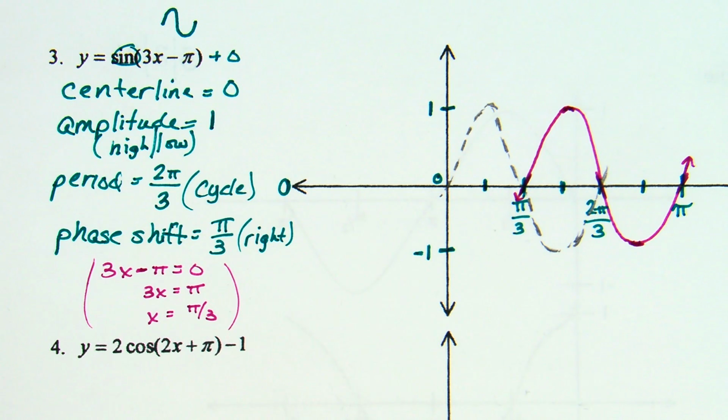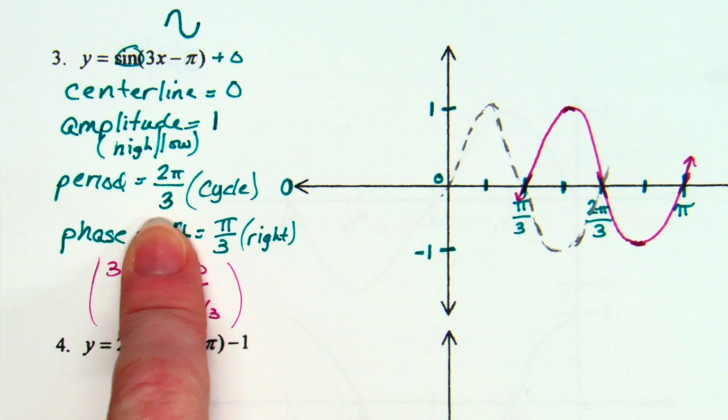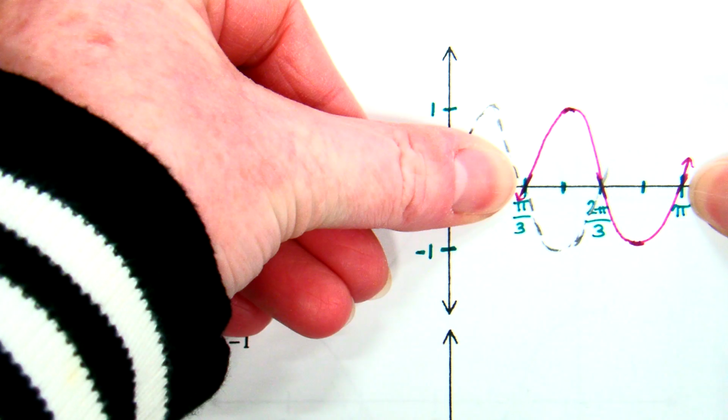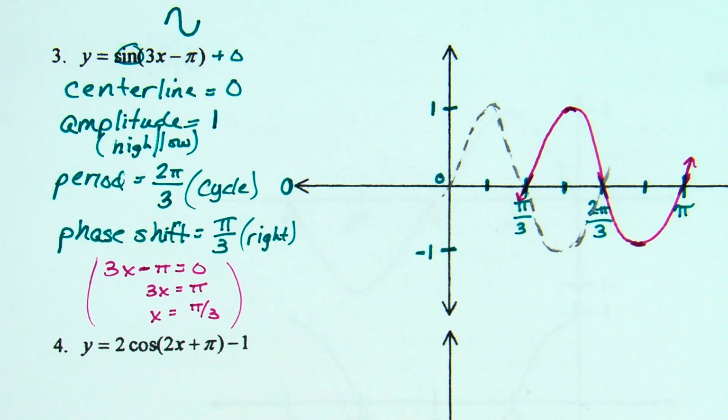Okay? And here's something to check, guys. My period was supposed to be 2 pi over 3. Did one cycle end up fitting in 2 pi over 3? So what do you know about pi over 3 to pi? Is that a distance of 2 pi over 3? And it is a distance of 2 pi over 3. So that's all good there. Okay. Questions on that one? Okay.